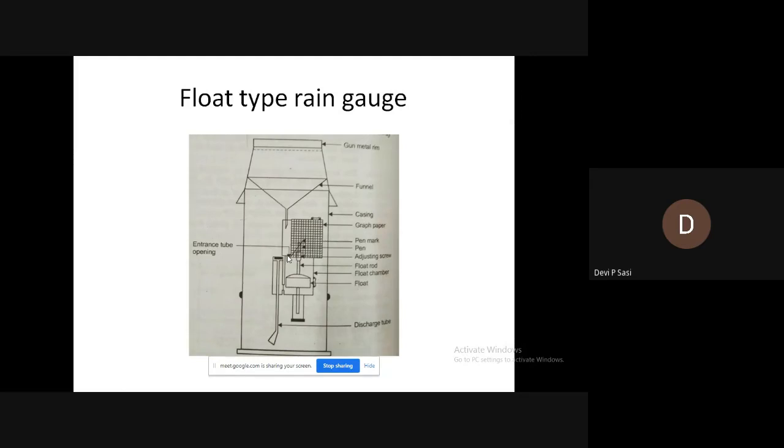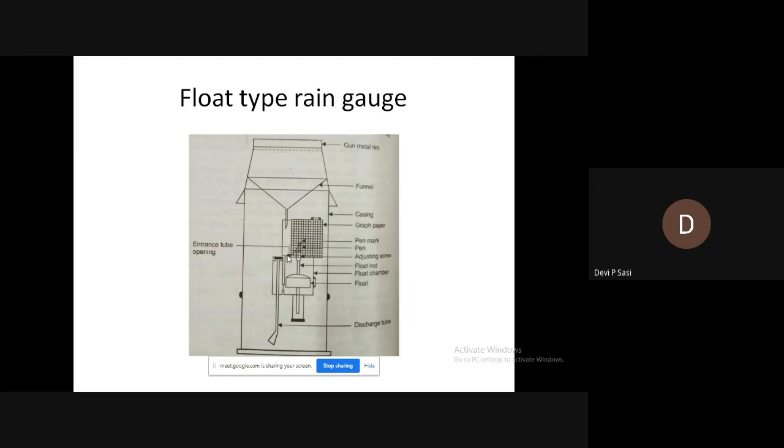So, the water comes through the funnel to the float chamber. If the water in the float chamber rises, the float also rises with the water. The float rises and actuates a pen to produce a mark on the graph paper. And by counting the marks, we can know the amount of rainfall that has been collected. Okay, that is about the float type rain gauge.